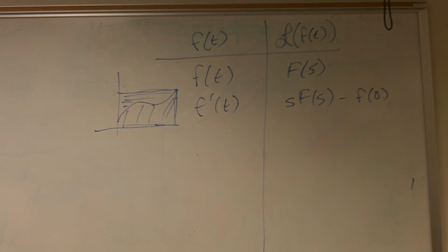Let's consider m x double dot plus c x dot plus k x equals some function of u, a forcing term. Make sense? Okay, and maybe I'll just even say, hey, look, what if I know my u, the forcing term? I just know f of t. I just know it in terms of time. This is exactly what I'm going to stick into the equation.